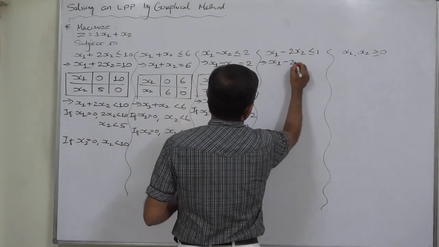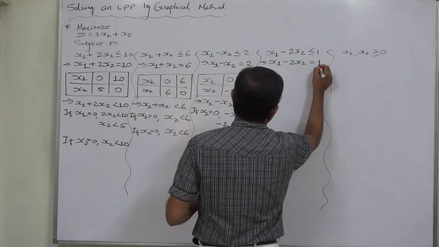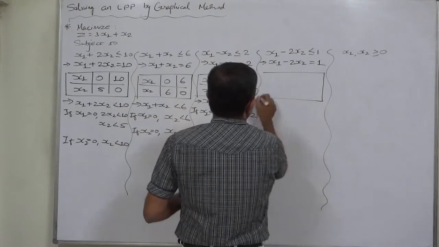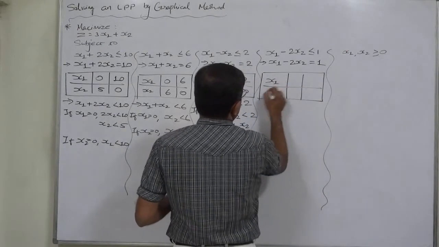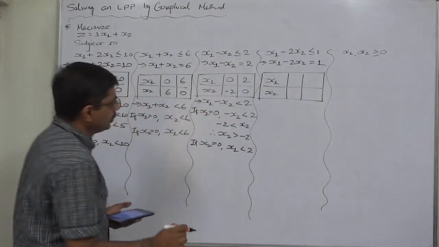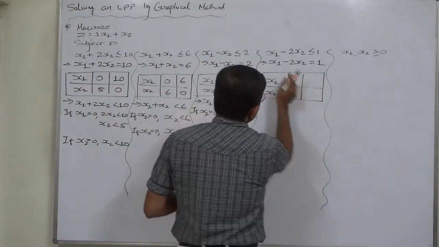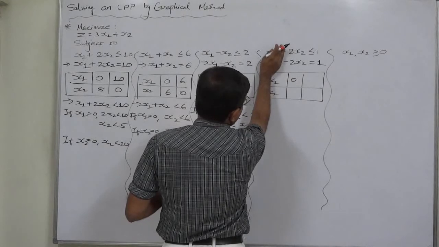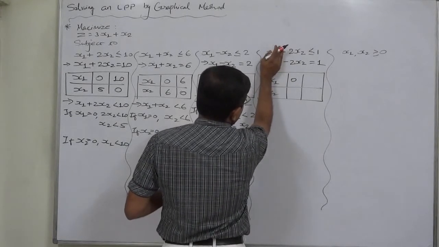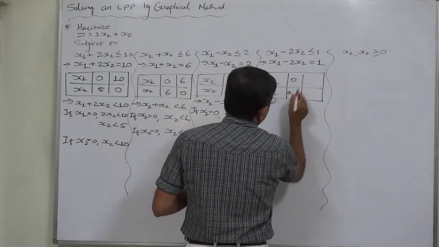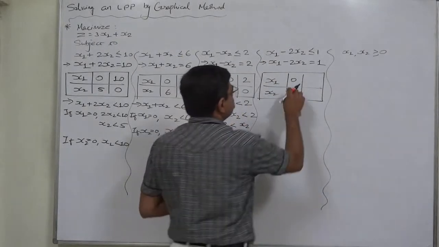The same thing will happen in this constraint only. x1 minus 2x2 and equality part is equal to 1. I think we have to face a fractional value. If x1 takes value 0, then it will be minus 2x2 equals to 1. That means x2 will be minus 1 by 2 or minus 0.5.